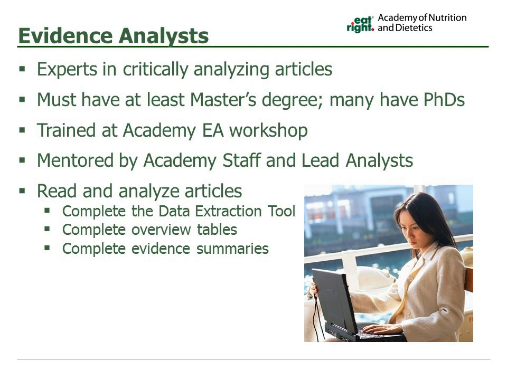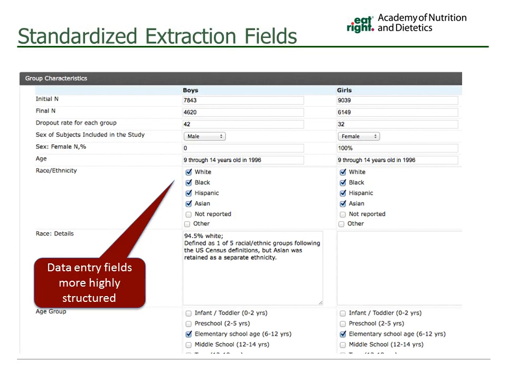And they do that by completing the data extraction tool. They create the overview tables, and then they create the evidence summaries. And I'll show you examples of that. So this is just a screenshot from our data extraction tool, and you can see it's very structured. So we are able to do meta-analysis and other kinds of analyses to really look critically at the data that we're extracting from each of these papers.